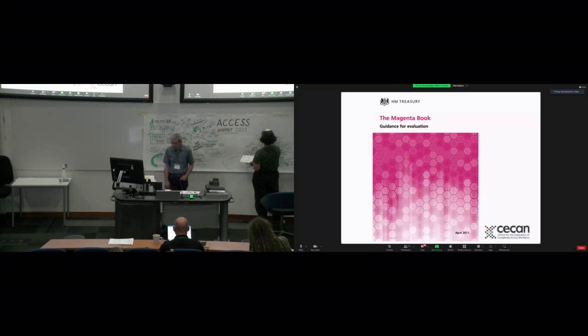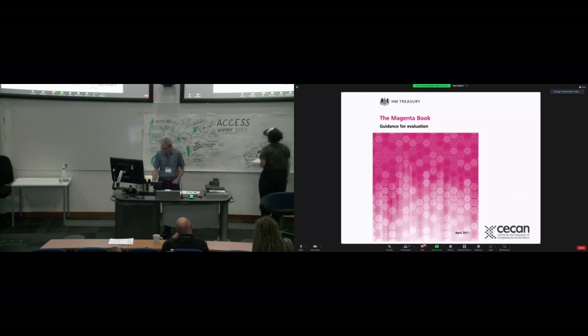In 2003, the first edition of the Magenta Book came out. It's called the Magenta Book for the very obvious reason that it's magenta on the cover, nothing else. Although in fact there's a whole rainbow of them. There's the Green Book, which is about appraisal. There's an Aqua Book, and so on and so forth. But it's the Magenta Book that's about evaluation.